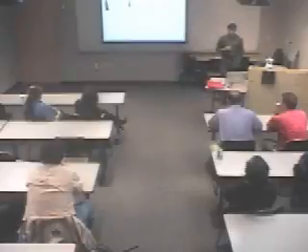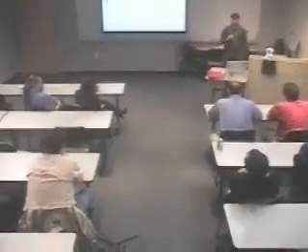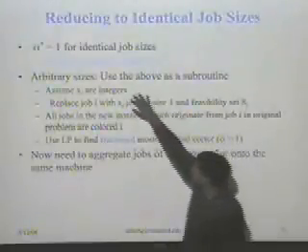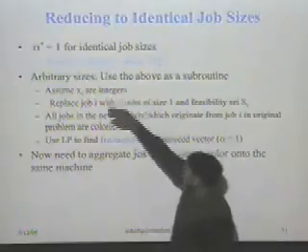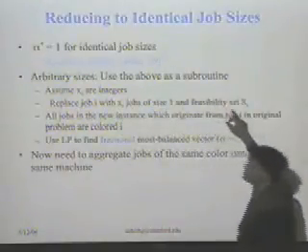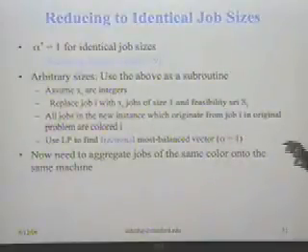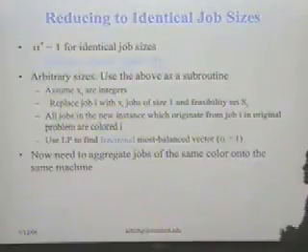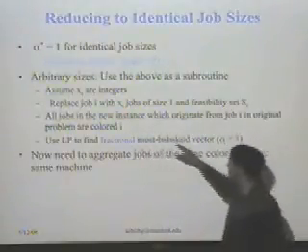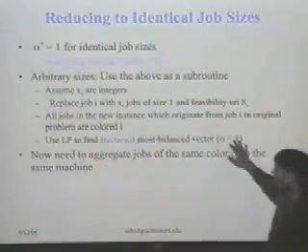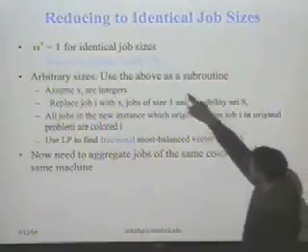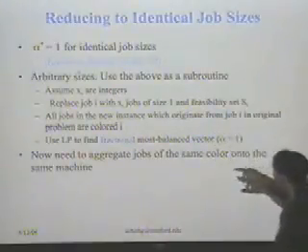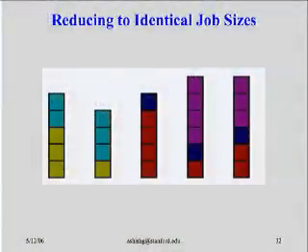So it works for identical job sizes. What happens if you have arbitrary sizes? The obvious thing to do is to use the above as a subroutine. Let me assume that xi, the size of job i, is an integer. I'm going to replace job i with xi jobs of size 1, with the same feasibility set. All jobs in the new instance which originate from job i are colored i, so I remember where these short jobs came from. Then I can use the LP to find the fractional most balanced vector, with alpha equal to 1, because of Kleinberg, Rabani, and Tardos. And now we need to aggregate jobs of the same color onto the same machine.